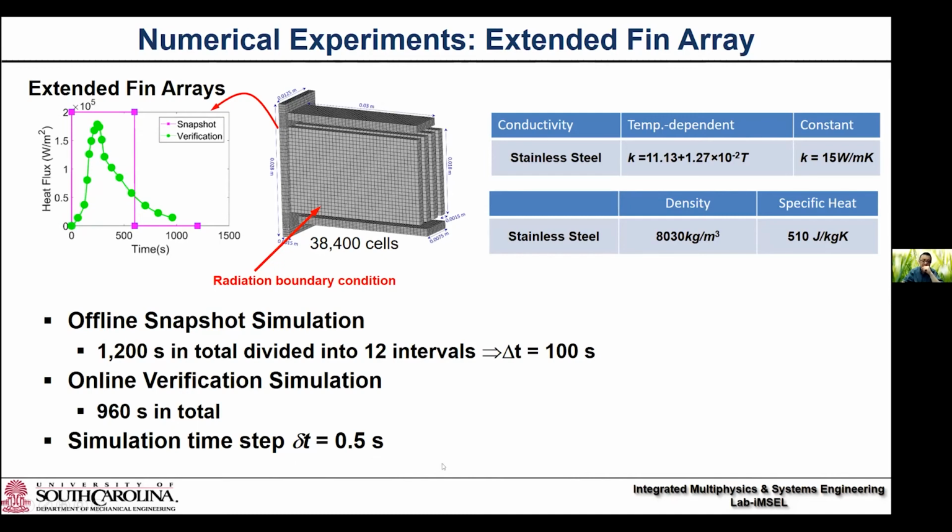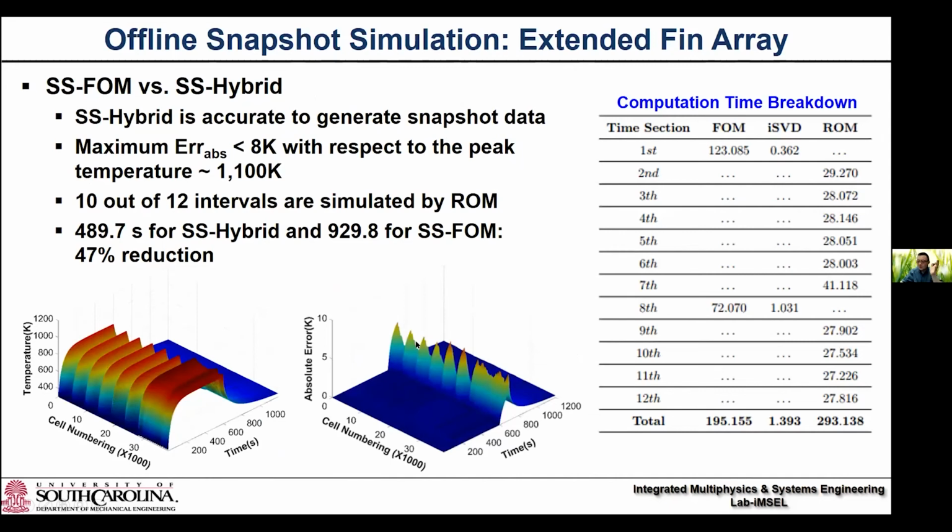First thing we want to compare is our hybrid snapshot simulation against the full order model in the snapshot simulation, and you can see that the error is very low, less than 8K. More interesting, you can see here, out of these 12 intervals, 10 of them are simulated by the reduced model. And the computational time is only half of the full order model simulation.